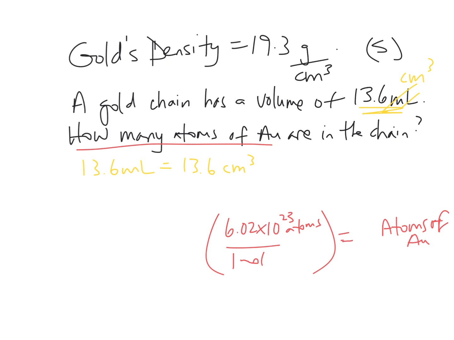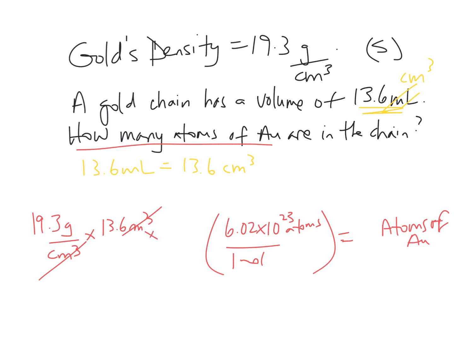So where do we go? How do we get there? We're probably going to start with the density, 19.3 grams per cubic centimeter. We also have a volume, so we multiply that by 13.6 cubic centimeters. That takes care of the cubic centimeters for us. Now all we have to do is get rid of the grams on top and the moles on the bottom.